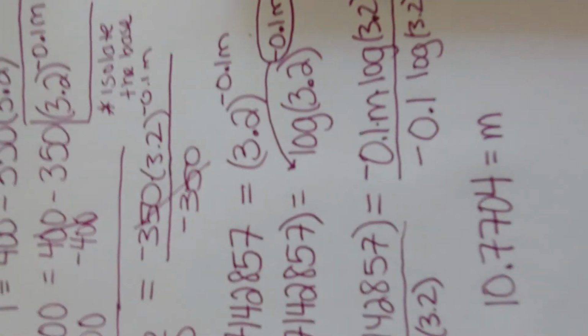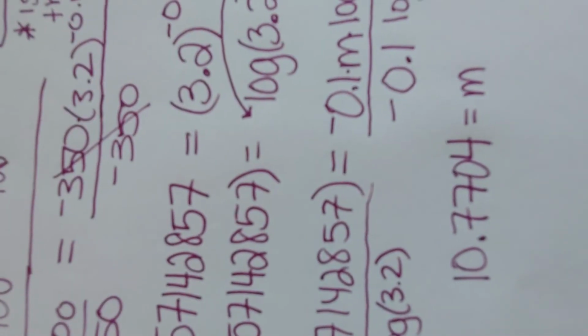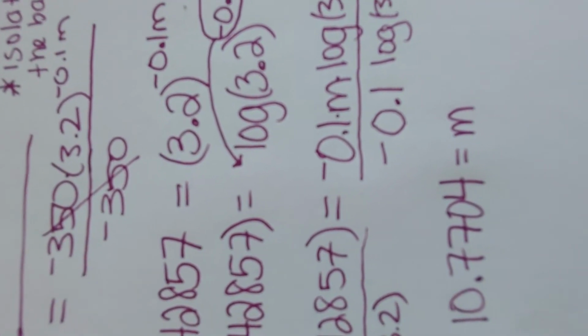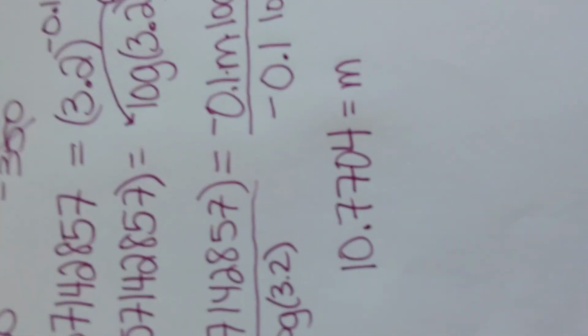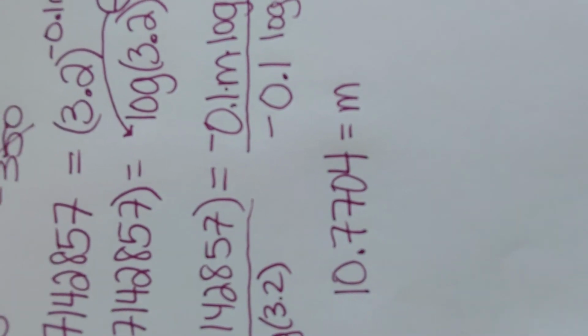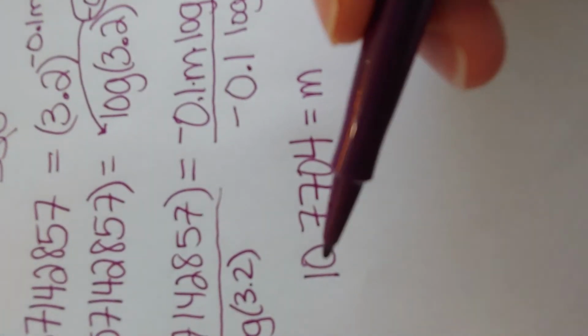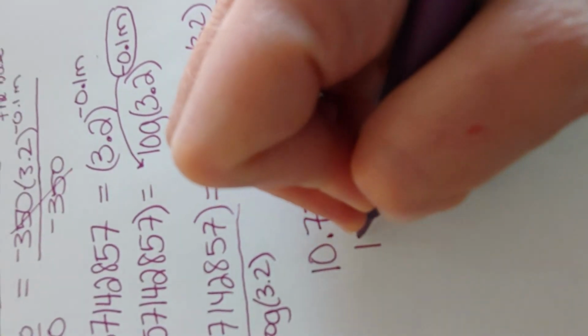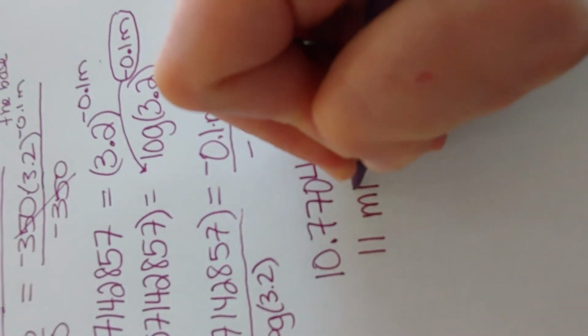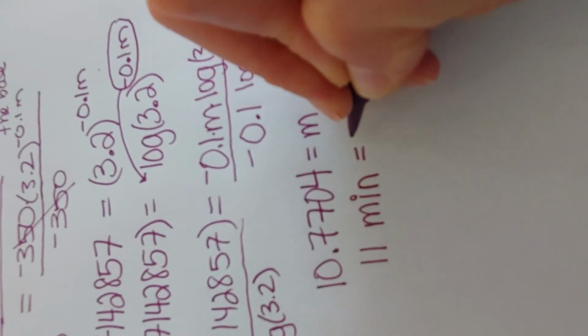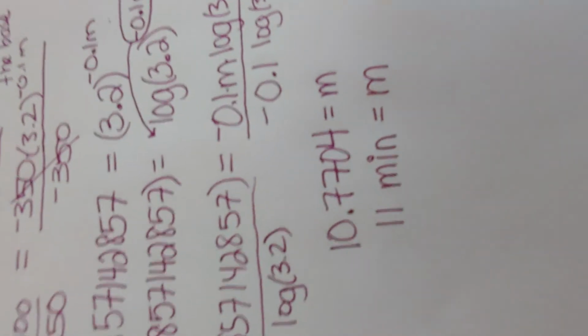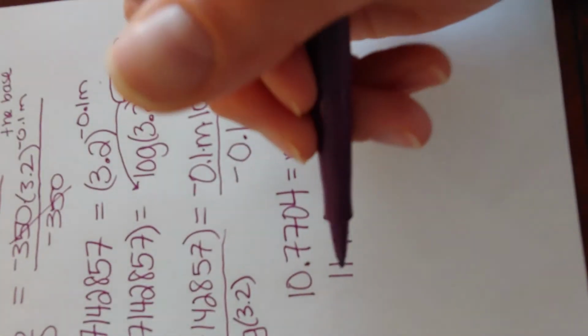Okay, now let's check what they wanted me to round to. So the question asks me, how many minutes does it take for the oven's temperature to reach a minimum of 300 degrees Fahrenheit? So it's going to take me 11 minutes for the oven to reach a minimum of 300 degrees Fahrenheit.